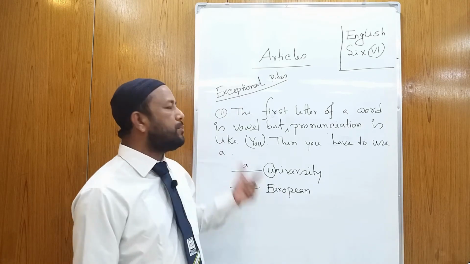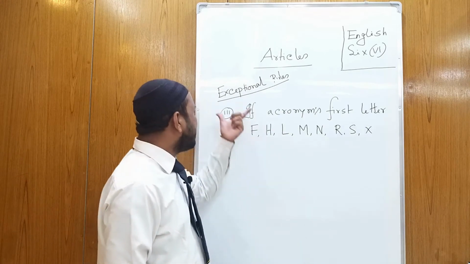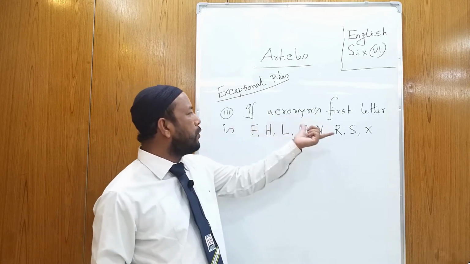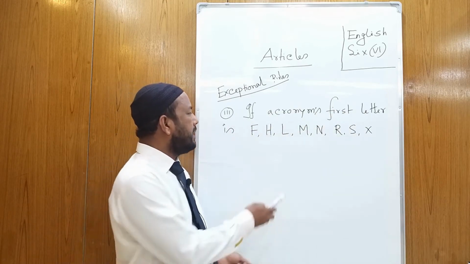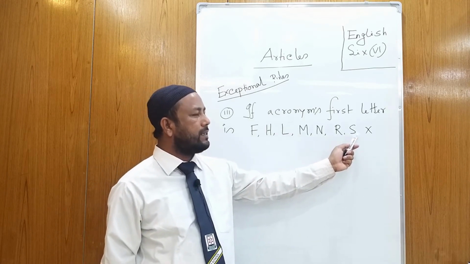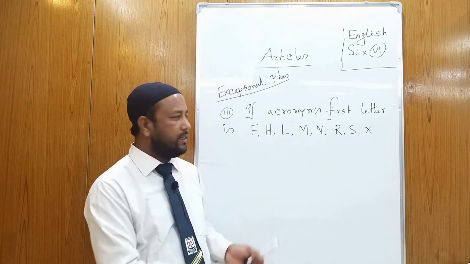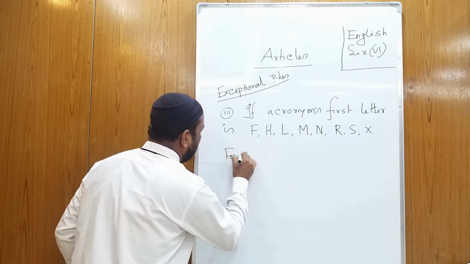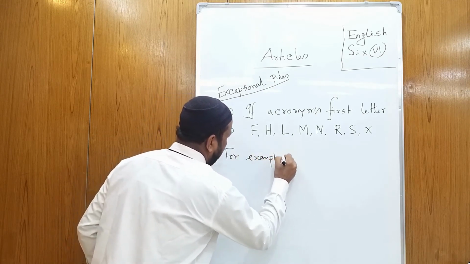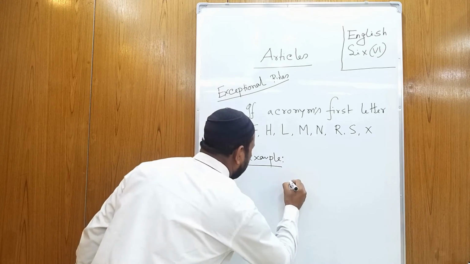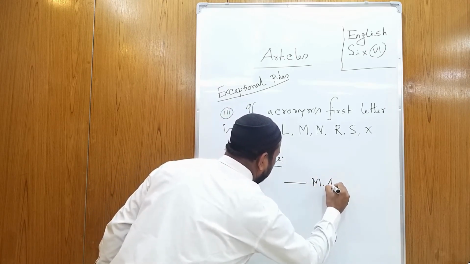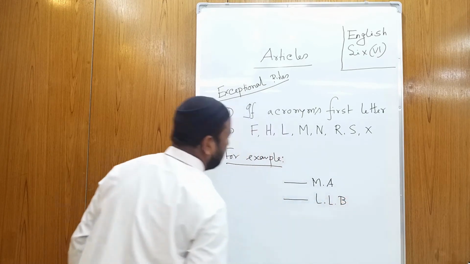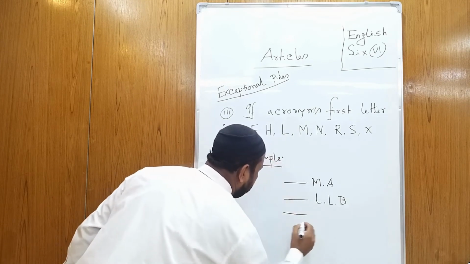Now we will move to exceptional rule 3. Let's move to exceptional rule 3. In this rule, you can see the rule is: if an acronym's first letter is F, H, L, M, N, R, S, X, that is, if the first letter is one of these letters, you have to use "an". For example, MA, LLB, NGO.